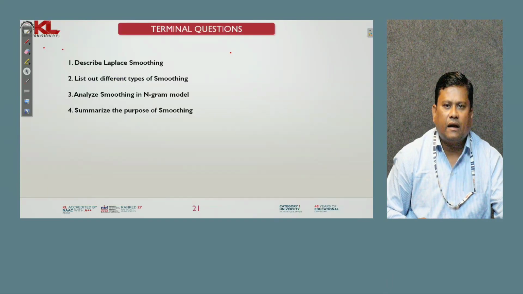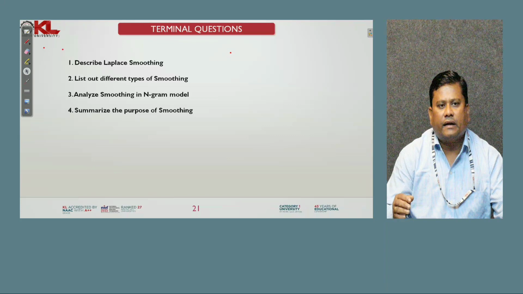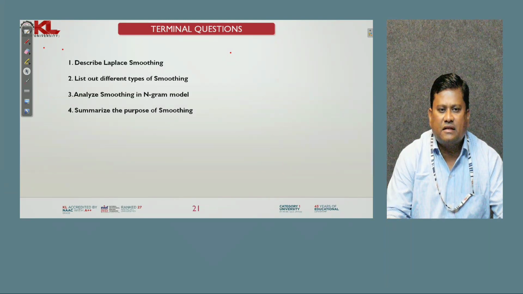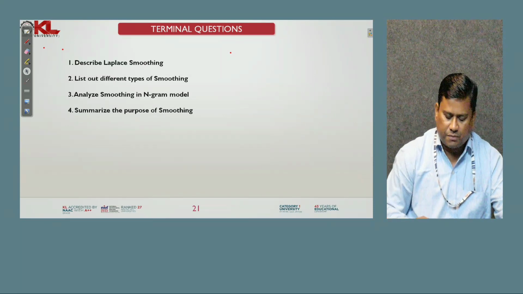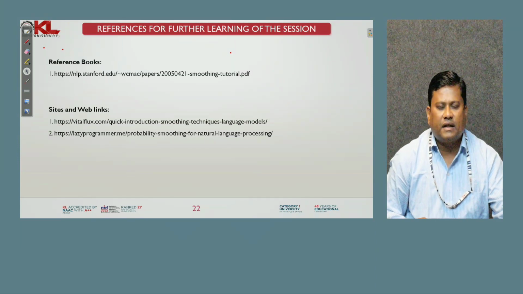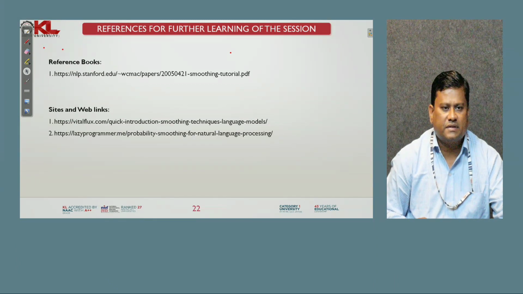Some terminal questions are also there: first, describe Laplace smoothing; second, list out different types of smoothing techniques; and third, analyze smoothing in n-gram models and summarize the purpose of smoothing. We have taken some references for further learning in these sessions. Some reference books are there, as well as a smoothing tutorial, and site and web links are also available.